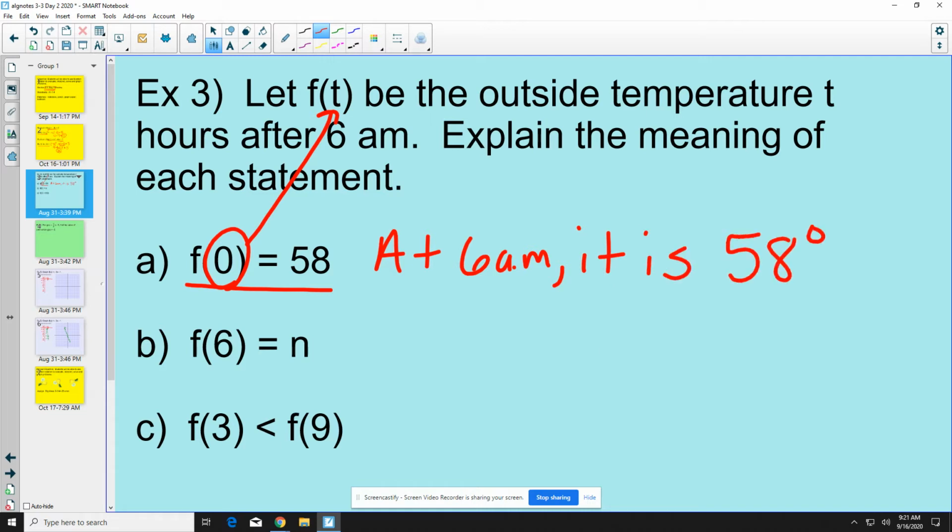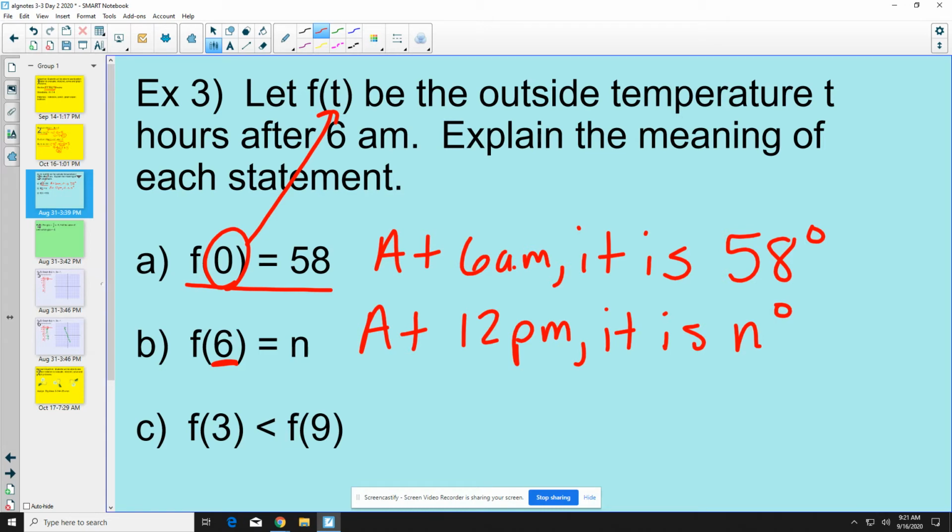Okay, I want you to watch as I do part B. Okay, on part B, 6 is t. So that means t is how many hours after 6 a.m.? So it's 6 hours after 6 a.m. 6 hours after 6 a.m. would be noon or 12 p.m. So at 12 p.m., it is in degrees. I don't know how many degrees.